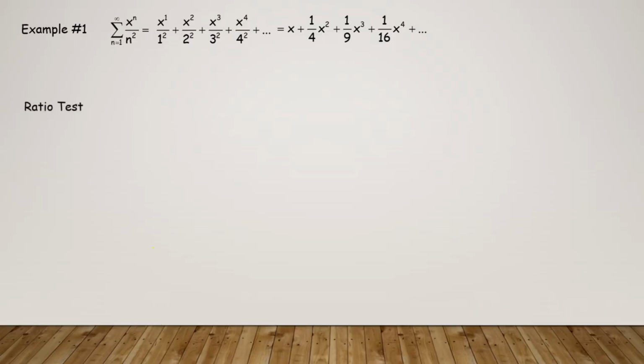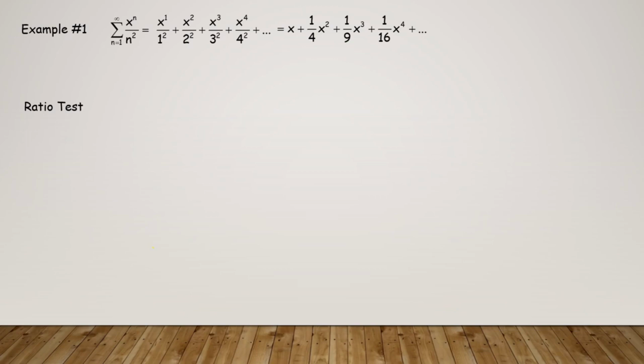The first example will be the summation of x raised to the n over n squared as n goes from 1 to infinity. Let's plug in the different values of n and expand the series so it becomes x plus 1/4 x squared plus 1/9 x cubed, and so on. The series does not share a common ratio and therefore is not geometric. So in order to determine the radius and interval of convergence, we will need to use the ratio test.